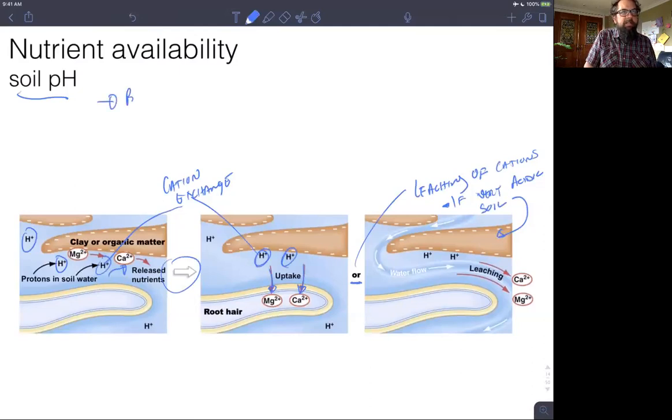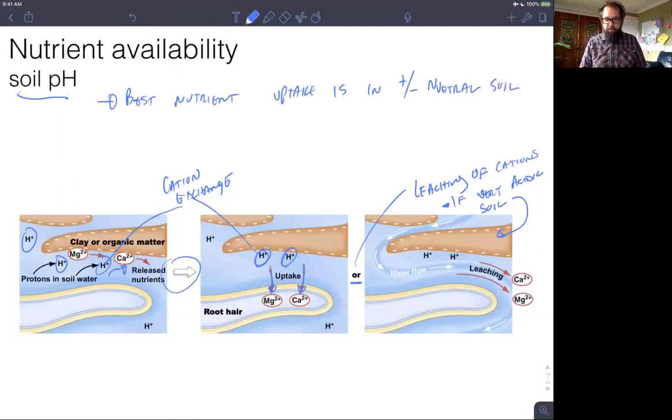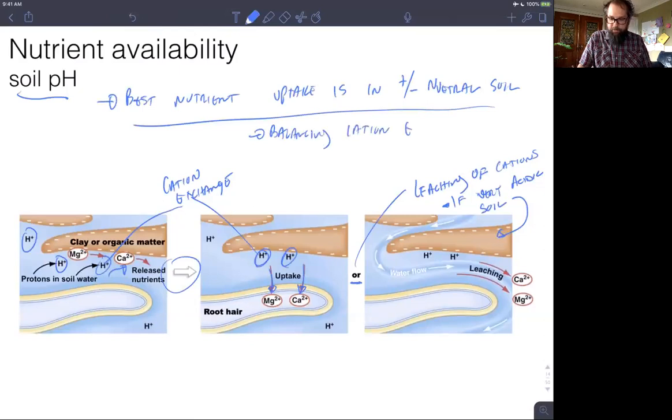And so the best nutrient uptake is in more or less neutral soil, so pH 7. Those neutral soils are where we see the best nutrient uptake, and we balance. So you're balancing cation exchange with leaching of those nutrients in these more or less neutral soils.